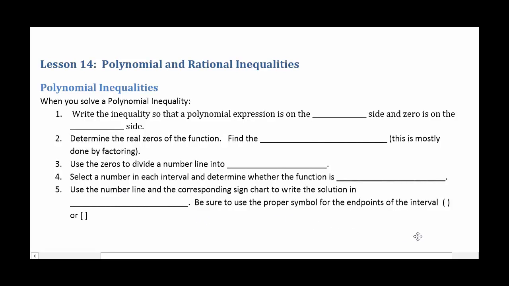All right, so the steps to solve a polynomial inequality: we're going to write the inequality so that the polynomial expression is on the left side and 0 is on the right side. And then we're going to determine the real zeros of the function. This is mostly done by factoring, by the way. So when we find zeros, we're really just looking for x-intercepts.